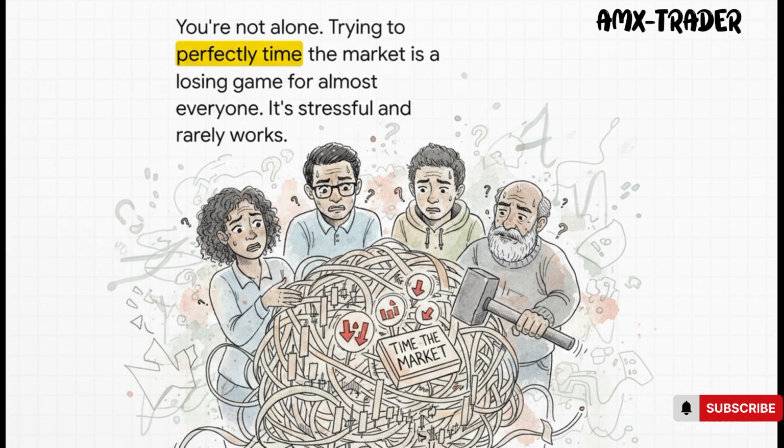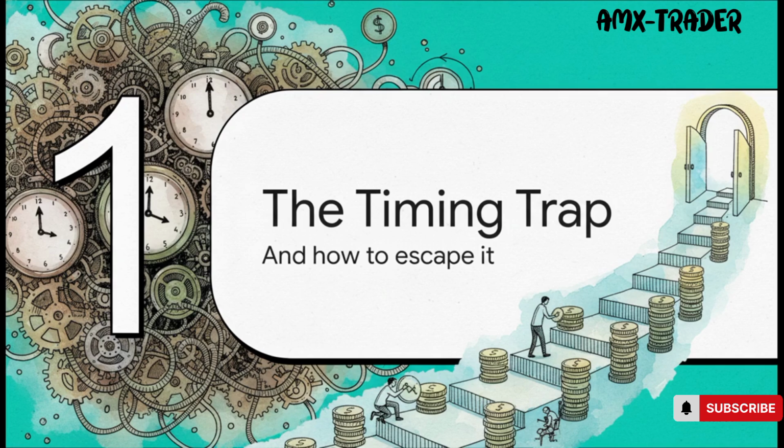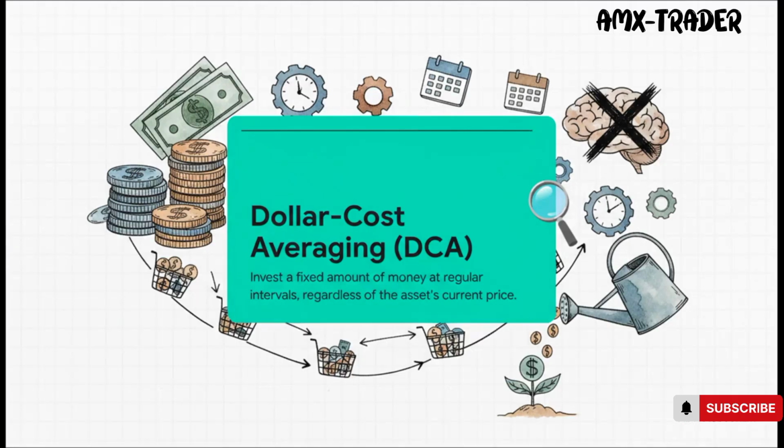The hard truth is, trying to perfectly time the market, it's a losing game for pretty much everyone. It's stressful, it's emotional, and it almost never plays out like you imagine it in your head. So this whole experience, this really common problem, it actually has a name, the market timing trap. But the good news? There is a very well-known and very effective way to get out of it. And that brings us to dollar cost averaging, or DCA.